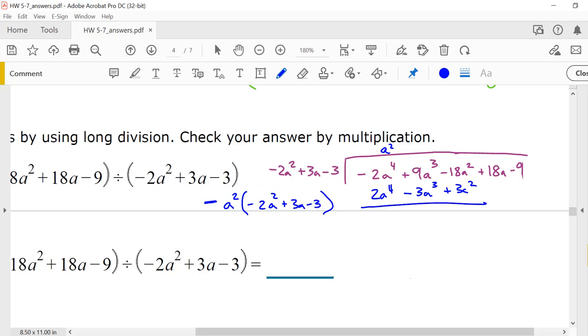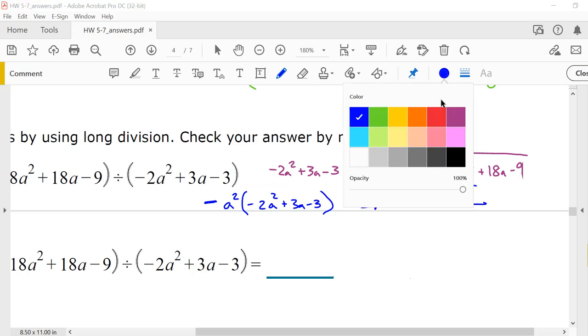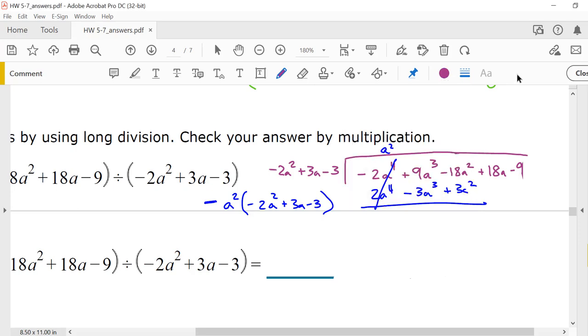All right. Negative 2a to the fourth plus 2a to the fourth is gone. 9a cubed minus 3a cubed is 6a cubed. Negative 18a squared plus 3a squared is negative 15a squared. And then bring down the 18a minus 9.